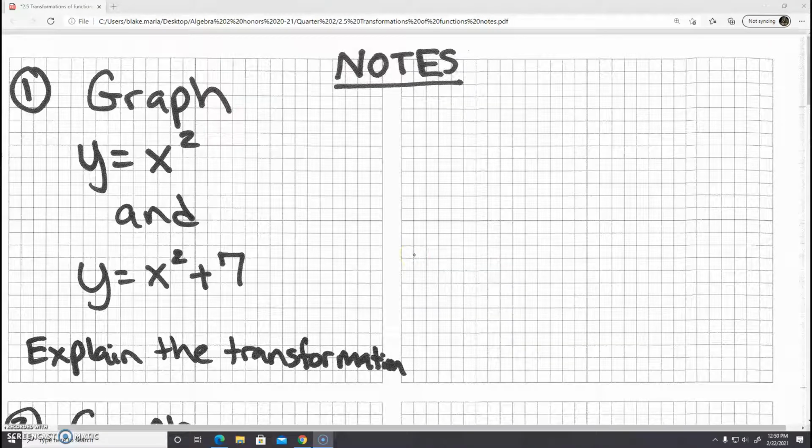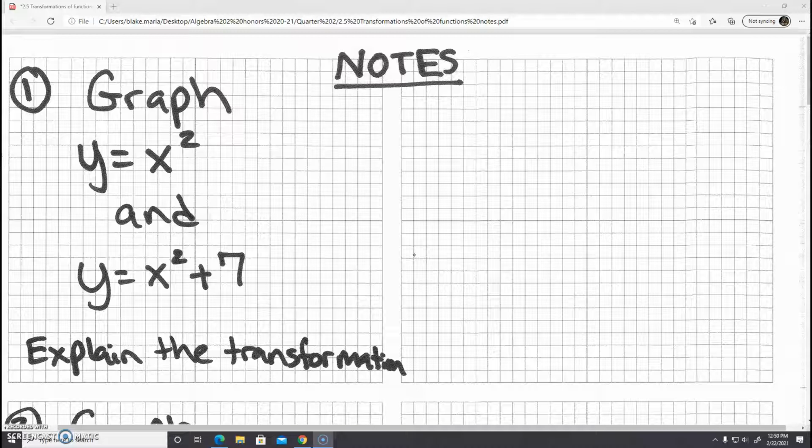All right, so today we're going to take what we learned yesterday, vertical translations, horizontal translations, reflections, and stretches and compressions. We're going to take that and apply it to other graphs. So the square root graph and the absolute value graph and cubes and cube roots. And it's all the same concept.